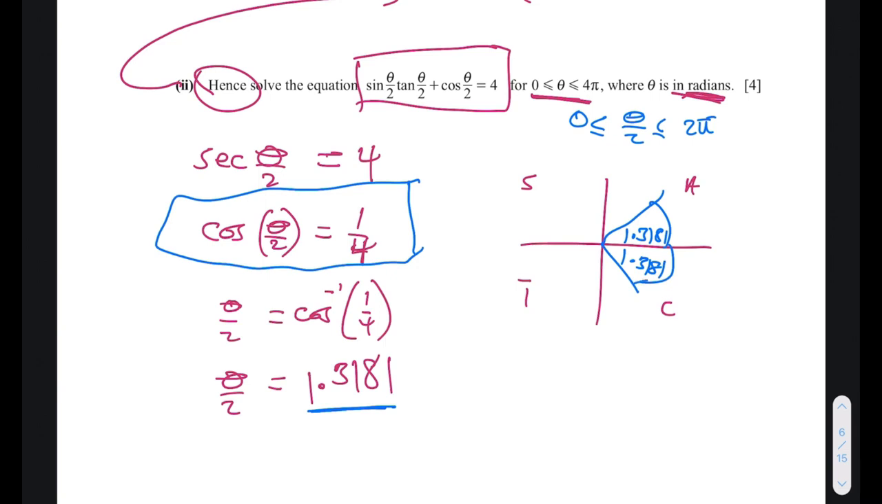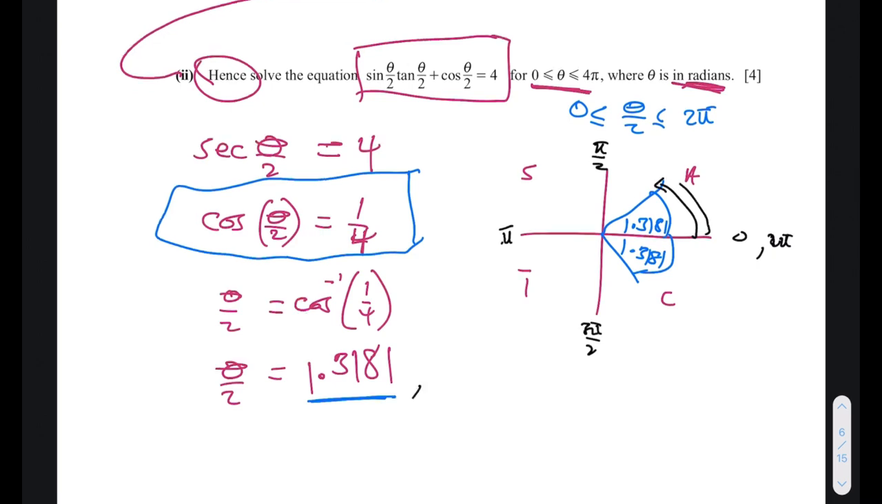Let's calibrate it from 0 to 2 pi. So we have our 0, pi on 2, pi, 3 pi on 2, and then 2 pi. If we are going 360, we hit it first one here. This is the angle that we got. The next one will be moving all the way till we hit it here. We don't know that value, but we can just do 2 pi minus that 1 point something something. So 2 pi minus 1.3181 gives us 4.9651, correct to 4 decimal places. Okay, 4.9651, good.